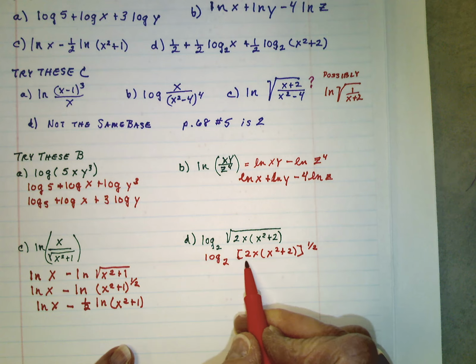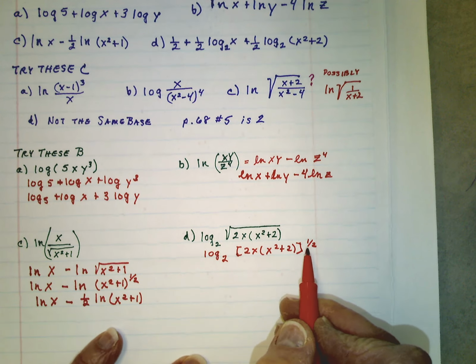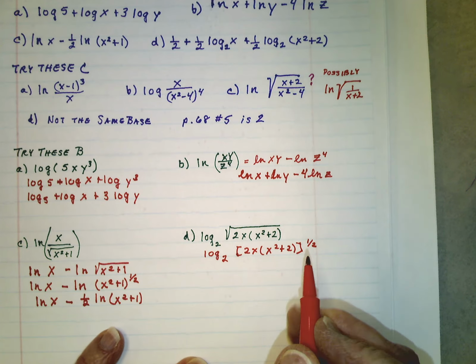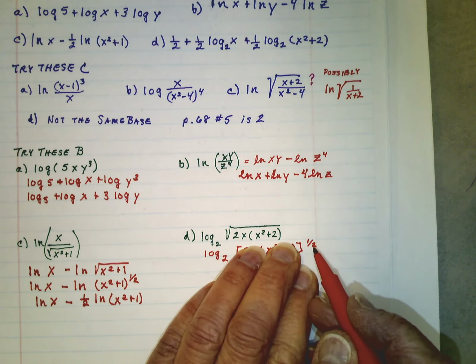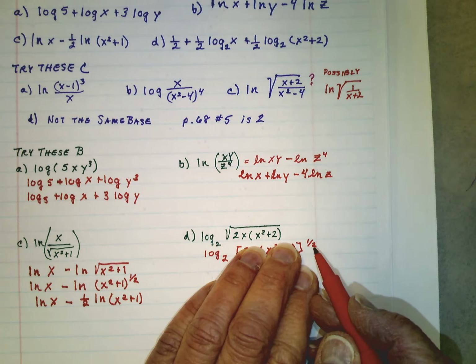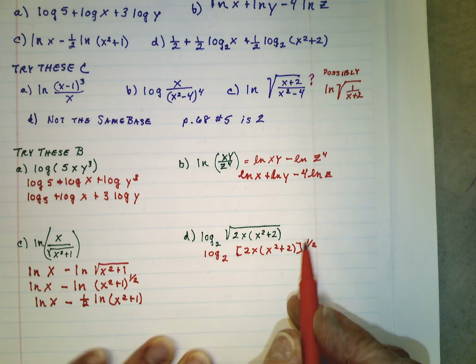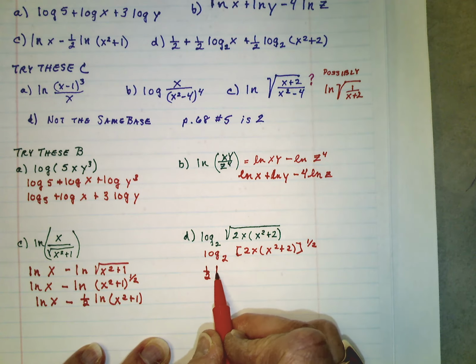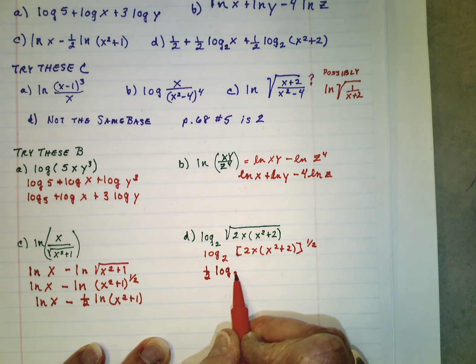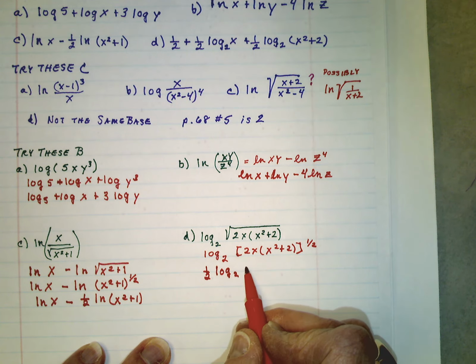Now because the entire thing here is being raised to the 1/2 power, we can say that we're taking a power of all of this to the 1/2 power. And we can accomplish that by multiplying the exponents. So we're going to take 1/2 times log base 2 of this thing.